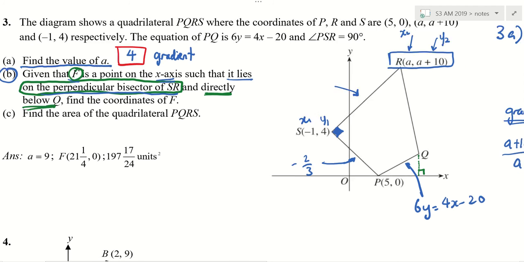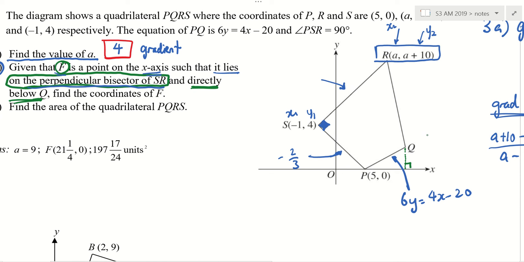Now, perpendicular down means Q. Next, perpendicular bisector of SR means I take SR and draw a line that is perpendicular and then bisector. The last time we used a compass, draw the arcs, then draw a line, then perpendicular bisector. Perpendicular means 90 degrees. Bisector means half. Clear? So let's find F. This is my F.